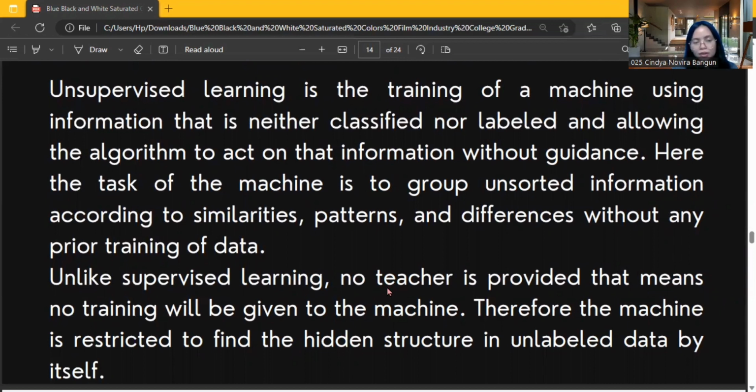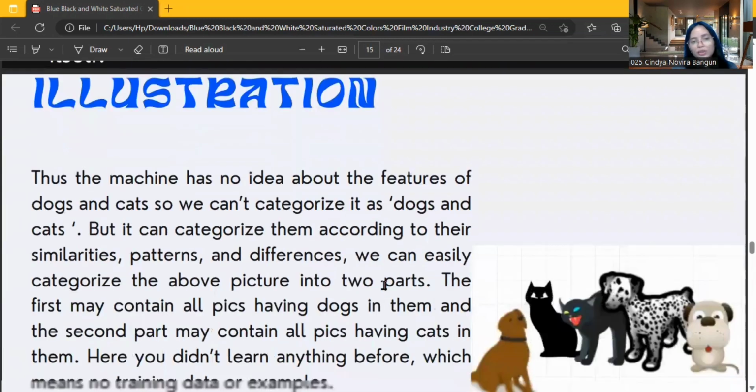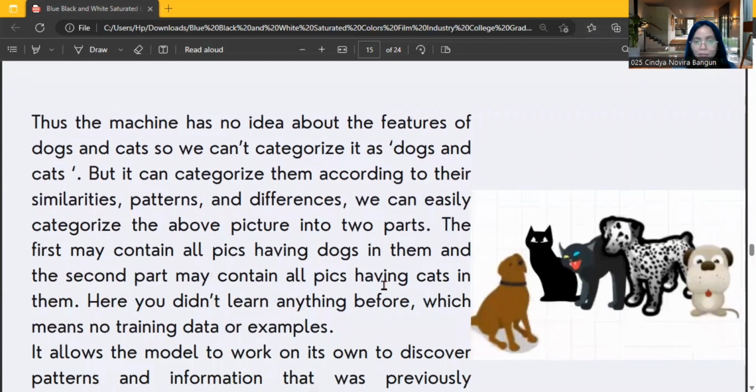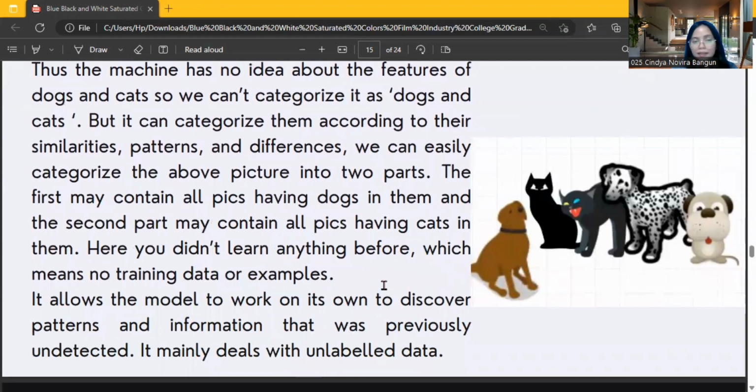Therefore, the machine is restricted to find the hidden structure in unlabeled data by itself. Illustration: the machine has no idea about the features of dogs and cats, so it cannot categorize them as dogs and cats. But it can categorize them according to their similarities, patterns, and differences. We can easily categorize the above picture into two parts. The first may contain all pictures having dogs in them, and the second part may contain all pictures having cats in them. Here you didn't learn anything before, which means no training data or example.